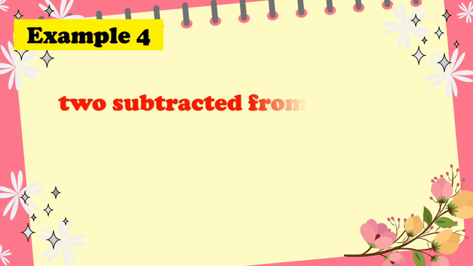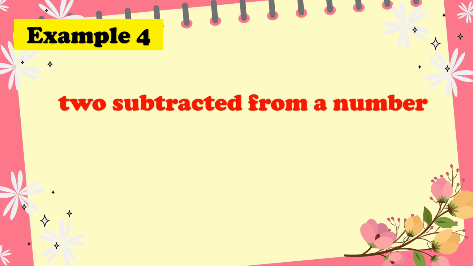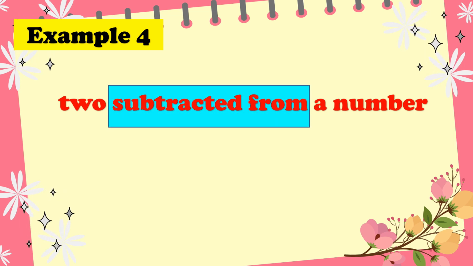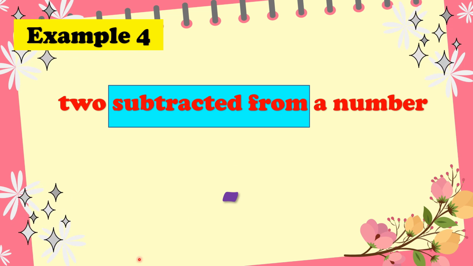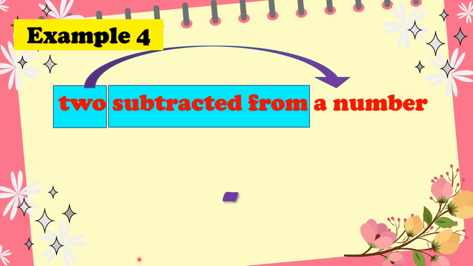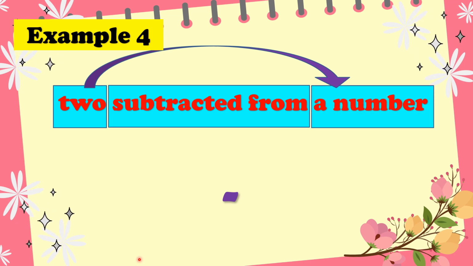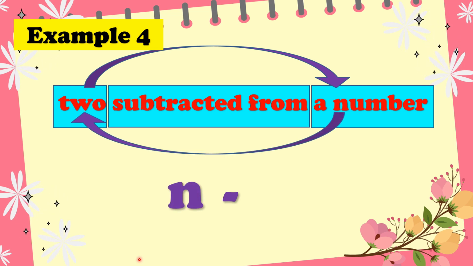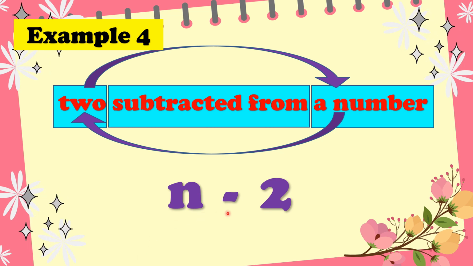Example number 4. 2 subtracted from a number. So, ang keyword natin dito ay subtracted from. At ang operation natin ay subtraction. So, dahil may word na from, ibig sabihin, ito ay switch word o magpapalitan naman tayo ng pwesto. So, sino yung pagpapalitin natin? Si 2, ipapalit natin dun sa a number. So, ang una natin isusulat is yung a number kasi nagpalit sila ng places. So, a number represented by n, and then, lalagay na natin yung 2. So, when you translate 2 subtracted from a number, ang sagot ay n minus 2.